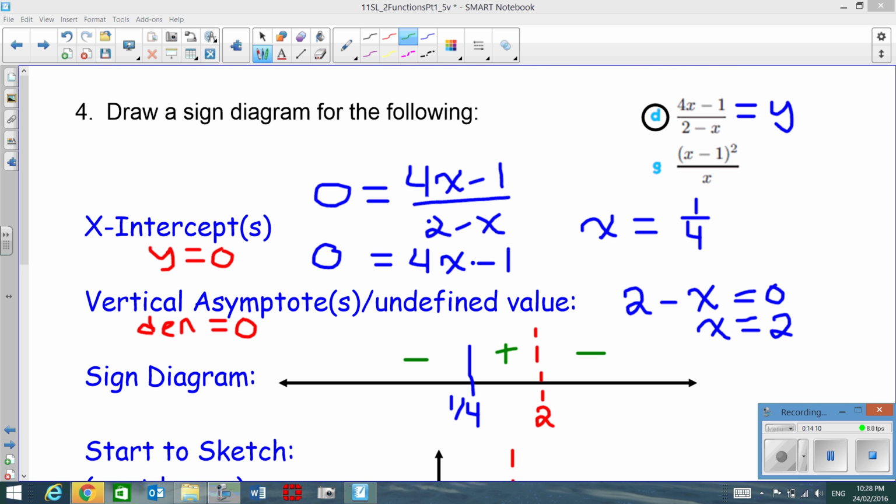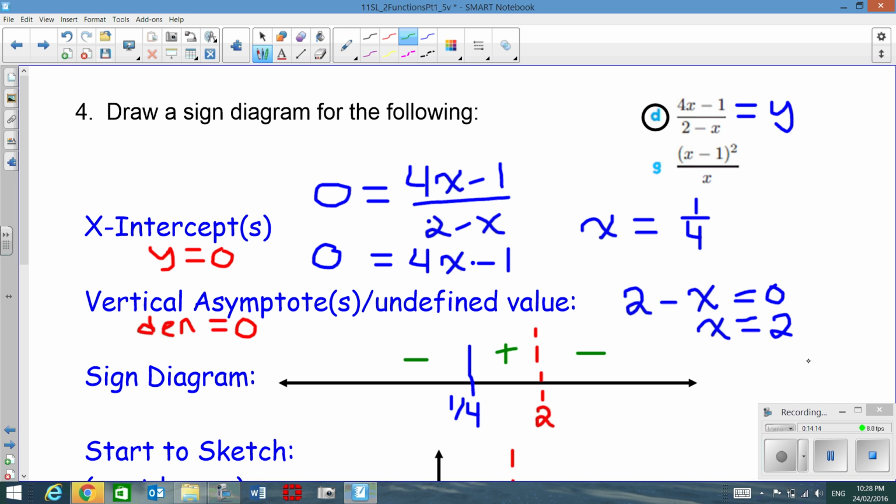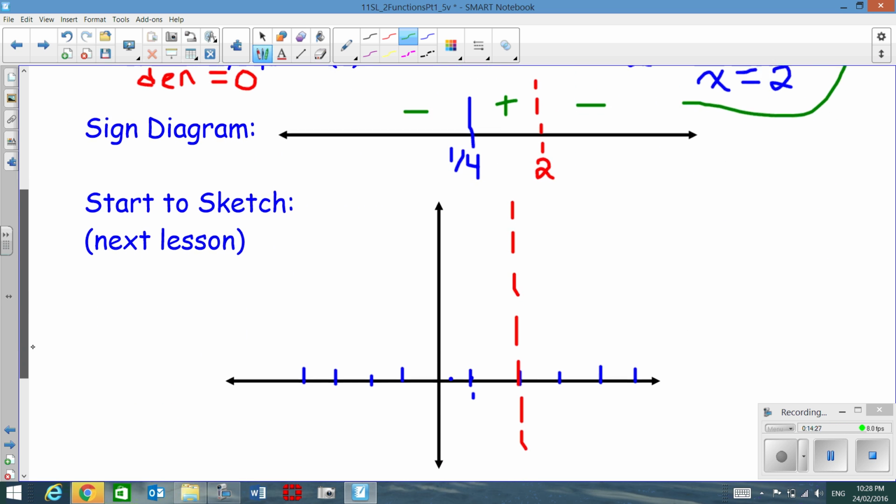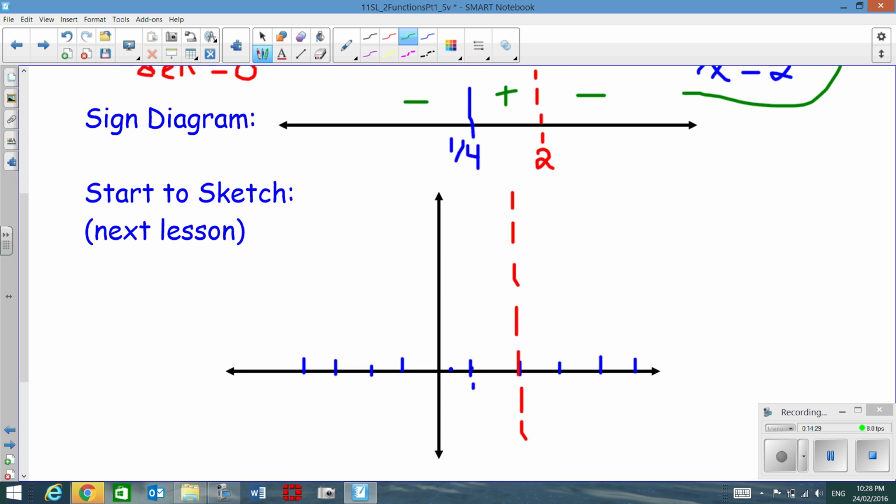So remember, when making your sign diagram, you're choosing test values and substituting them into your original equation. So we had to substitute our test values back into that original equation to see whether our y value was going to be positive or negative. So right now I have a very rough idea of what this graph looks like. The only item we have not talked about yet is our horizontal asymptote. So it's a little hard to graph accurately when we don't have that horizontal asymptote graphed.